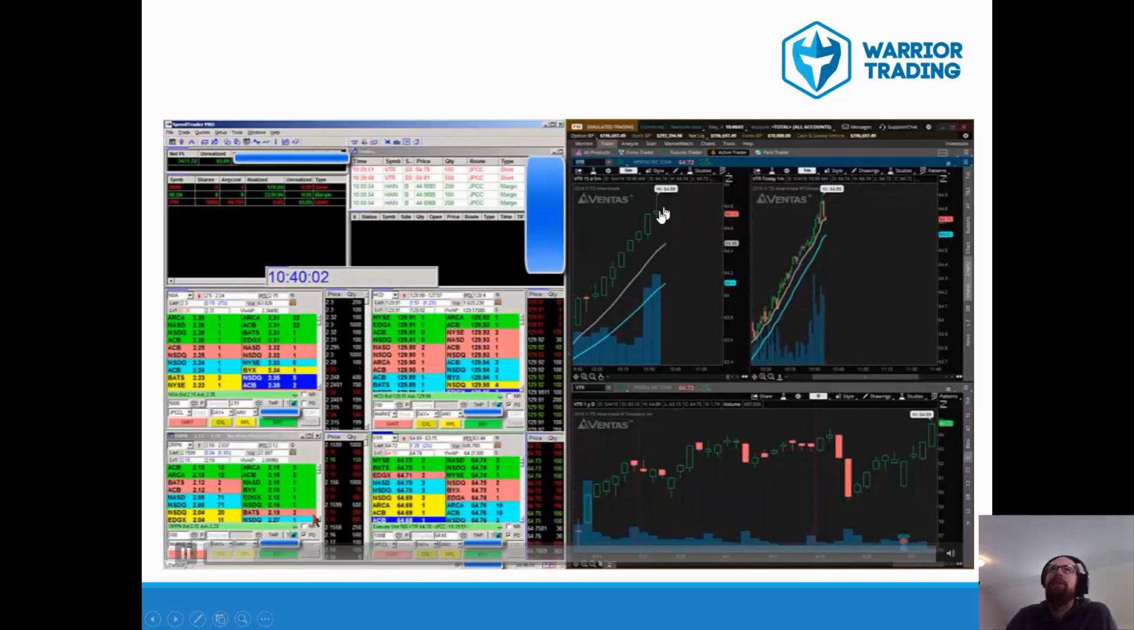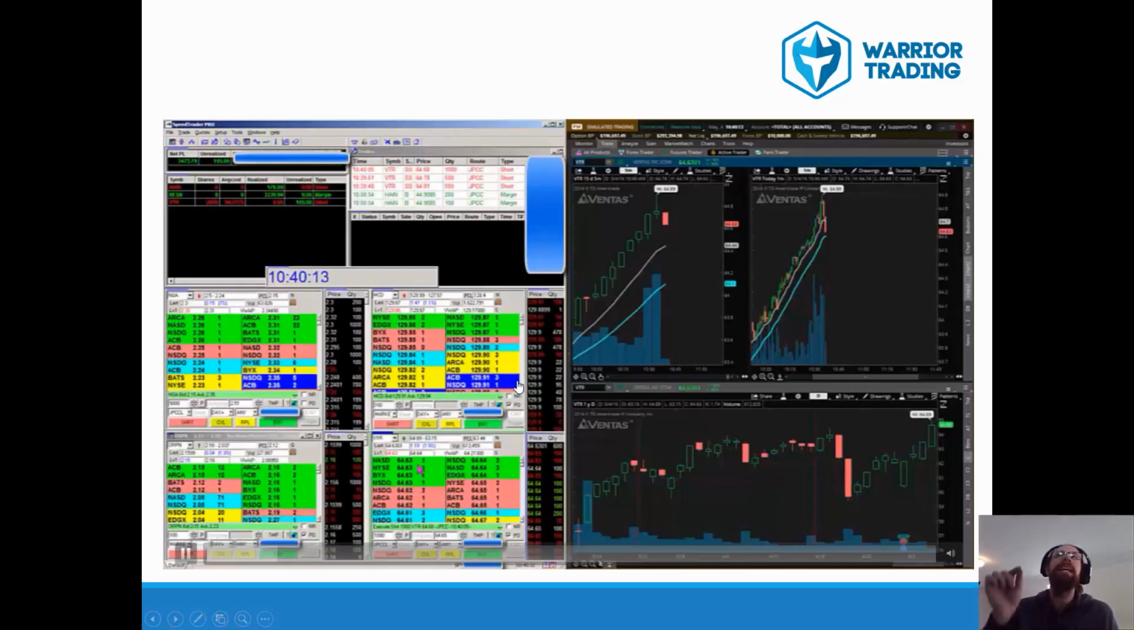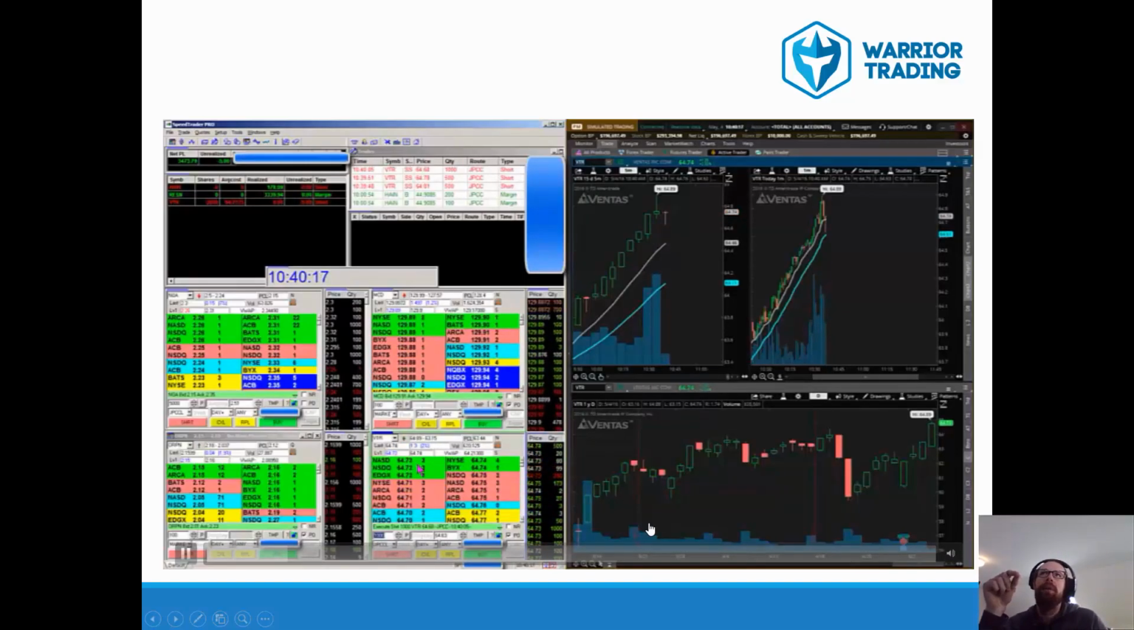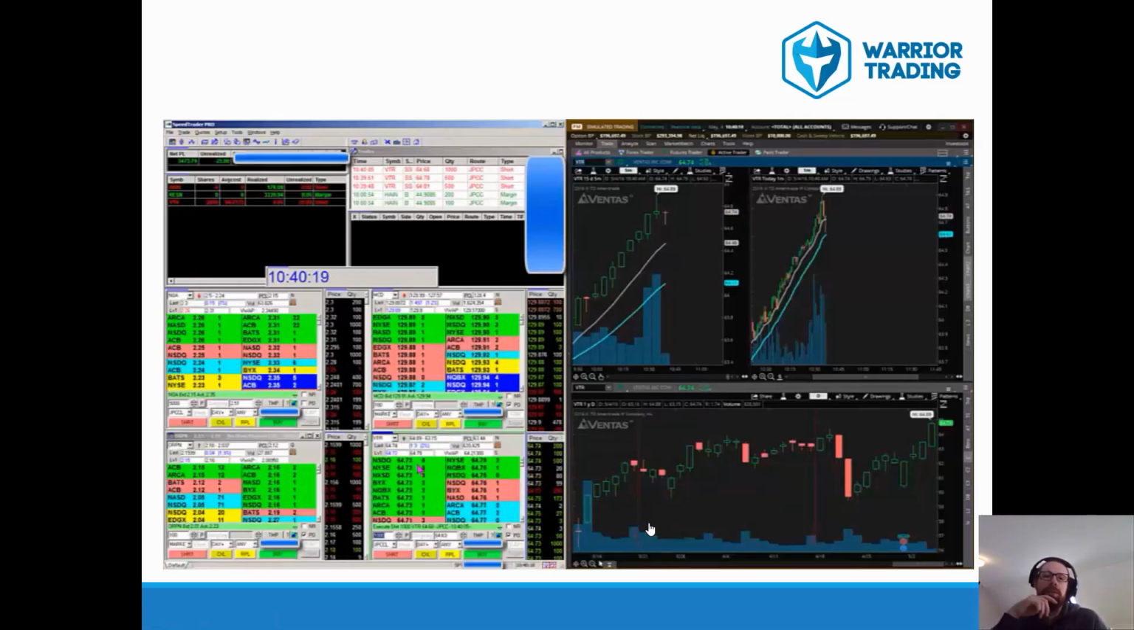Now I decided to short right here because I was thinking we were going to break down. I was anticipating the break. But why would I anticipate the break? Why would I think this might break down a minute before that candle closed? Who has an idea?